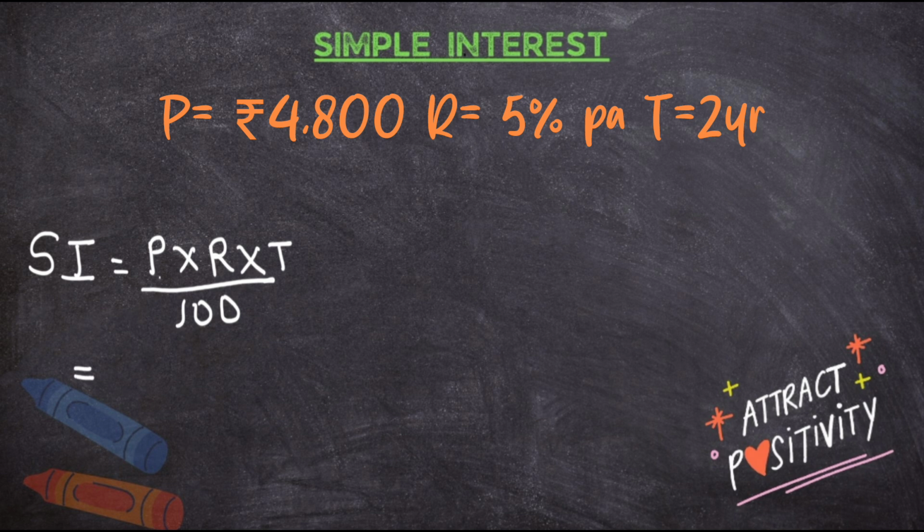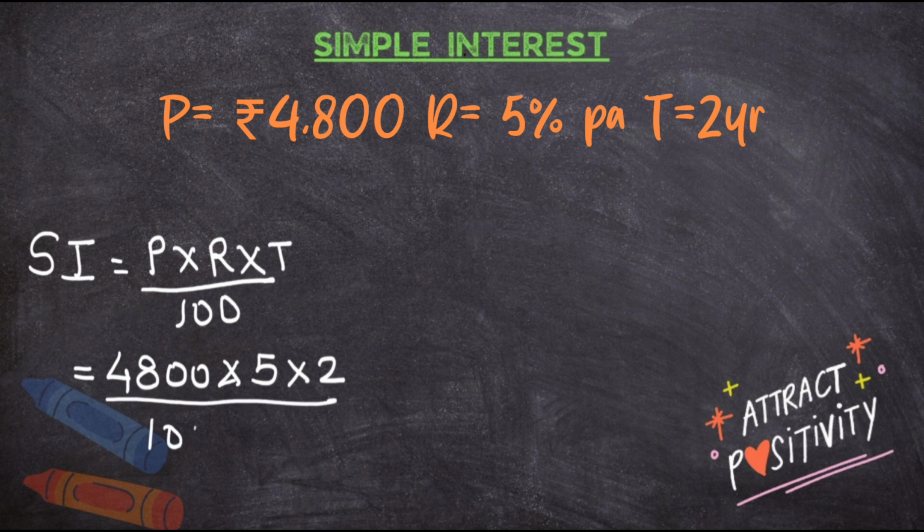P means principal. Principal is the amount borrowed or amount given, that is, money given. So over here it is rupees 4,800. The rate you can see is 5% per annum, so you just write 5, nothing else, into how many years? 2 years. So you write 2, whole upon 100.